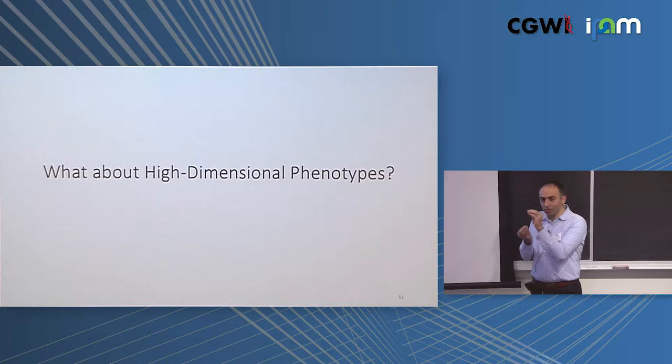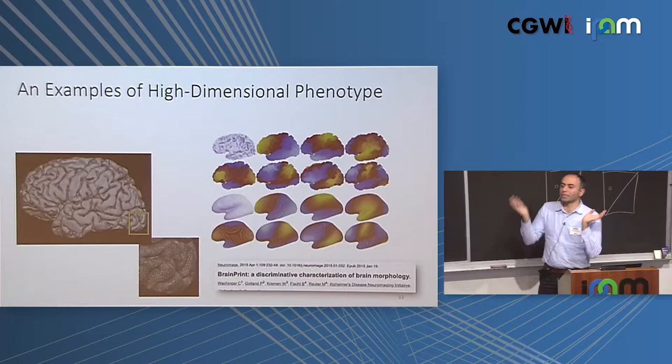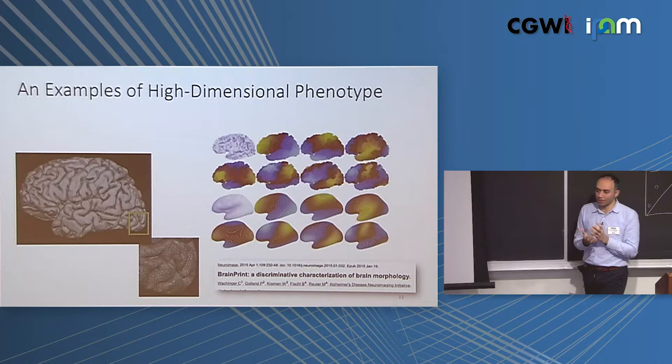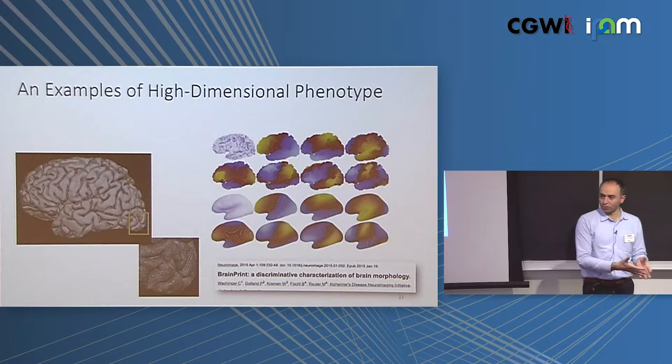So what if I want to study the whole structure of the brain? I want to measure, let's say, how heritable the shape is. You can't use one value to explain the shape. In the computer vision community, we have a lot of tools to quantify measures.